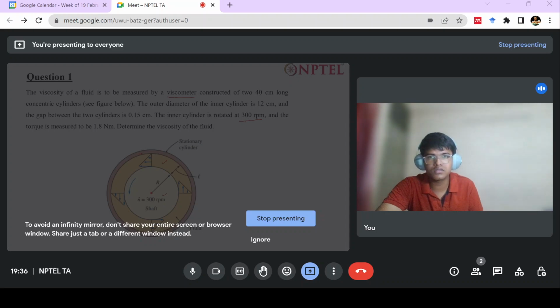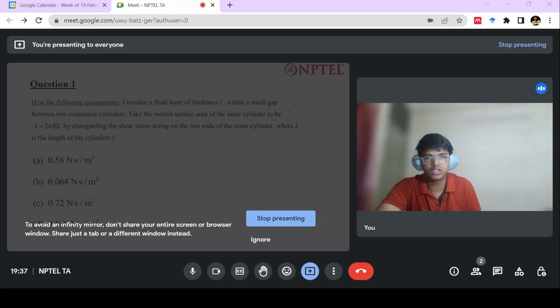This device is to be used for measuring the viscosity of the fluid inside it. So why are we rotating this shaft? Basically, we will find out how much torque is required to reach this RPM. That torque should be the same as the resistance provided by this fluid due to its viscosity, and from there we will calculate its viscosity.